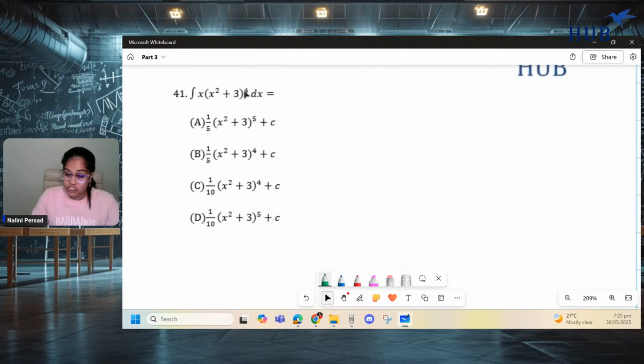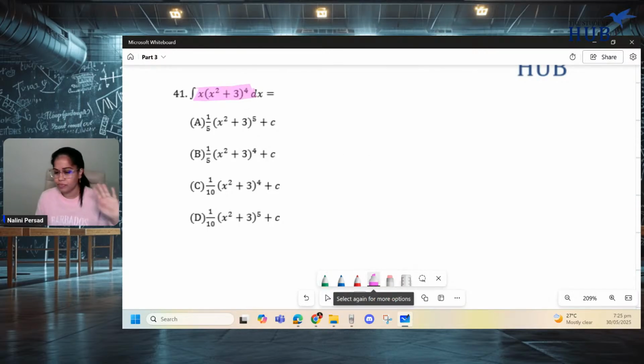Question 41, we need to integrate this expression. Now, if you're thinking to take the approach of expansion, that's doing too much work. Absolutely not. What's the technique with this question? If it was a paper 2 question, they would have told you to use a substitution to integrate this. In paper 2, they do tell you to use integration by substitution. They didn't tell you here, but it's implied, and your substitution is whatever is in the brackets.